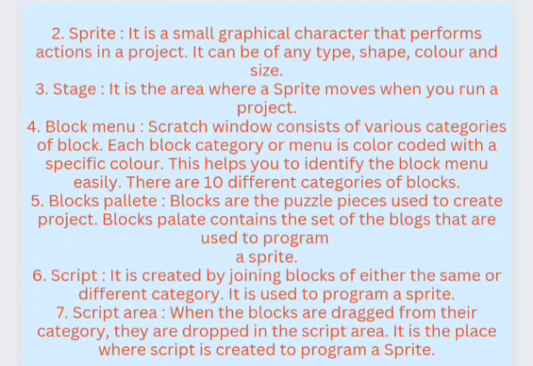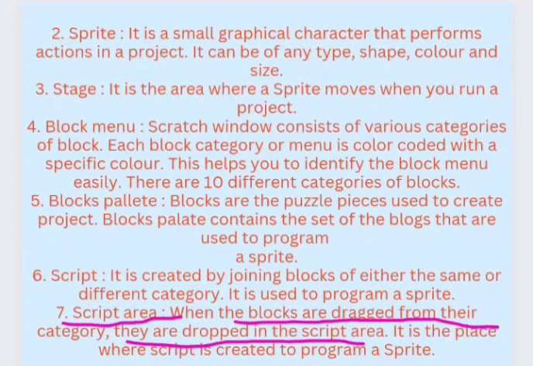Then last one is the script area. When the blocks are dragged from their category, they are dropped in the script area. It is the place where a script is created to program a sprite. It means whenever we click on the block palettes, drag it and drop it in the script area, that place is known as script area.